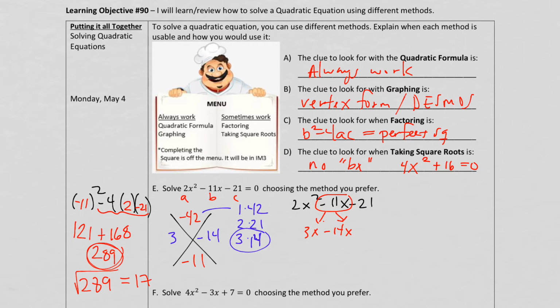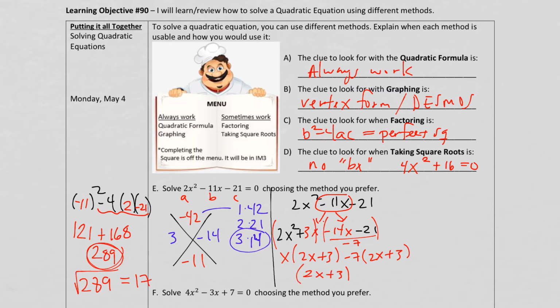So then I have 2x squared minus 21. And I'm going to GCF it three times. So first I'll group it. So here I take out an x, so 2x plus 3. Here I'll take out a negative 7, so I get 2x plus 3 again. Remember, in factoring I expect this to happen. And then I get 2x plus 3 as one factor, then x minus 7 as the other.